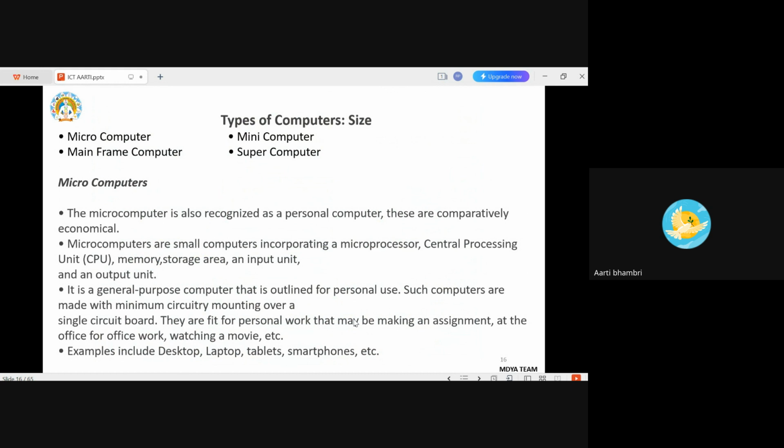They are fit for personal work, that may be making an assignment, or office work. We use it in the office also. We use it to watch movies also. We make assignments on these computers. We can take the example of desktop, laptop, tablets, smartphone. These all are examples of the microcomputers.